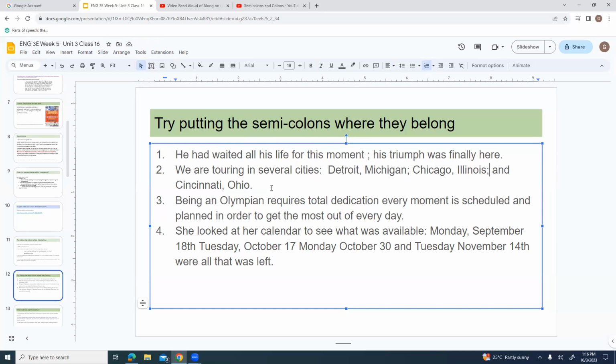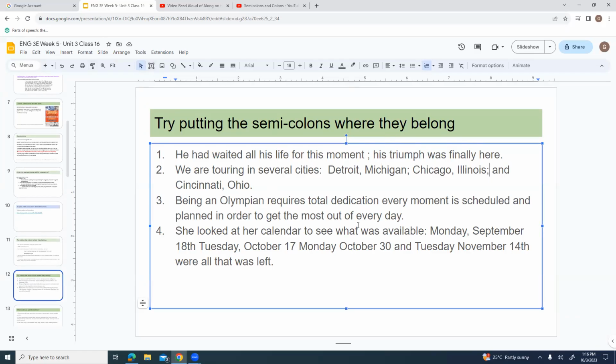It would be kind of confusing. Being an Olympian requires total dedication. Every moment is scheduled and planned in order to get the most out of every day. That sounds like a run-on sentence, which makes me think that it is probably two sentences joined by a semicolon. So I'm going to try and see where the first sentence ends.